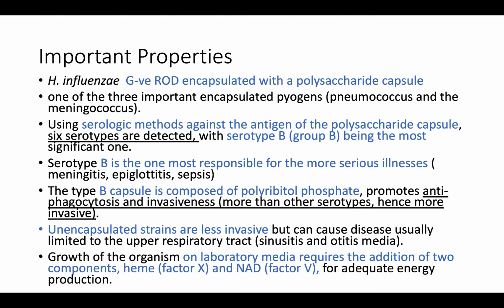عادة we usually saw HIB. نحكي كلمة HIB, Haemophilus influenzae type B. HIB is the most significant one and the most dangerous one, and it causes more illness من meningitis, epiglottitis, and sepsis. Type B capsule is composed of polyribitol phosphate, which is another antiphagocytic and invasiveness factor. So unencapsulated strains زي pneumococcus do not cause disease. Growth of this organism requires supplementation with heme, factor 10, and NAD, factor 5.